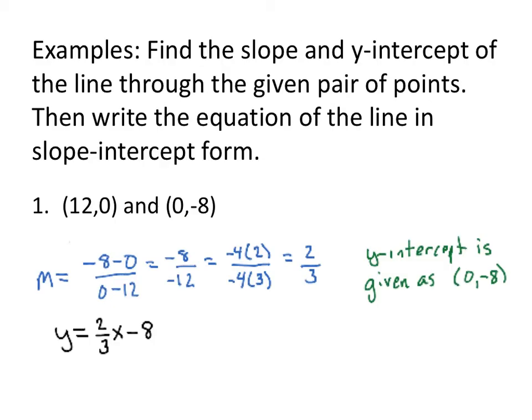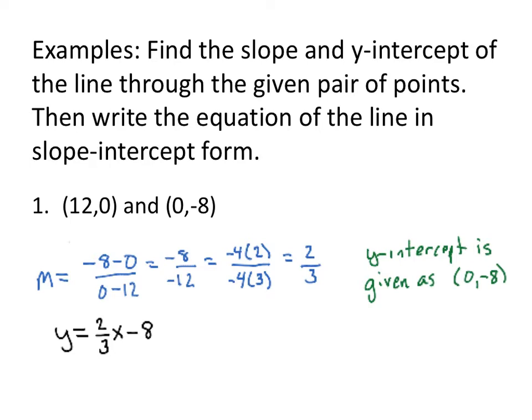So let's look at some examples. Well, there's not a lot of examples here, and that's why you show up to class, so you can get more examples. But let's give some basic ones to start. Make sure you understand the concept, at least in the most basic form. Find the slope and y-intercept of the line through the given pair of points. Then write the equation of the line in slope-intercept form.